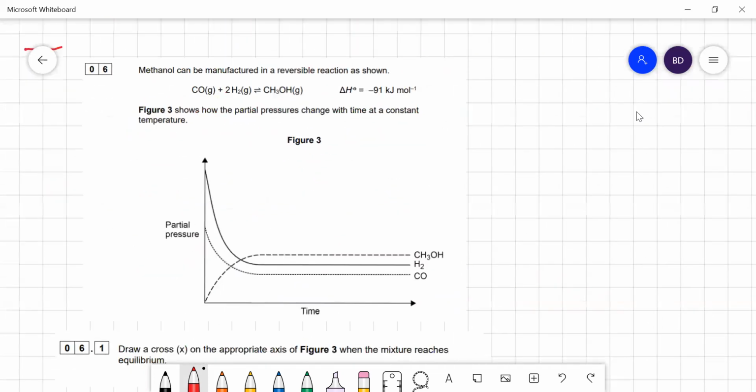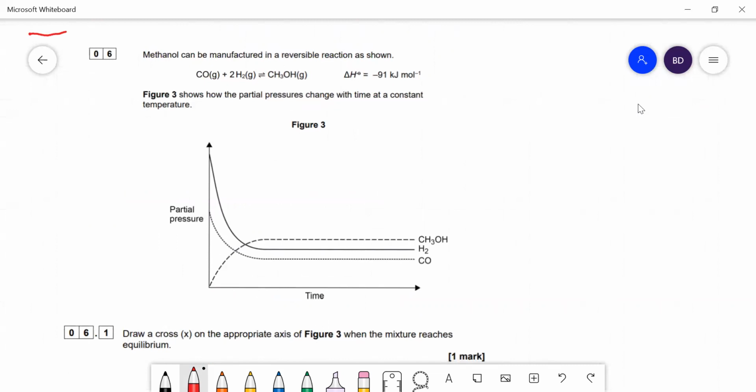On to one about equilibrium now. Methanol can be manufactured in a reversible reaction, as shown. Figure 3 shows how the partial pressures change with time at constant temperature. Draw a cross on the axis of figure 3 where the mixture reaches equilibrium. Well, it's about here, isn't it? When the lines become horizontal, maybe a little bit further back than that, where the concentrations are no longer changing, it's there.